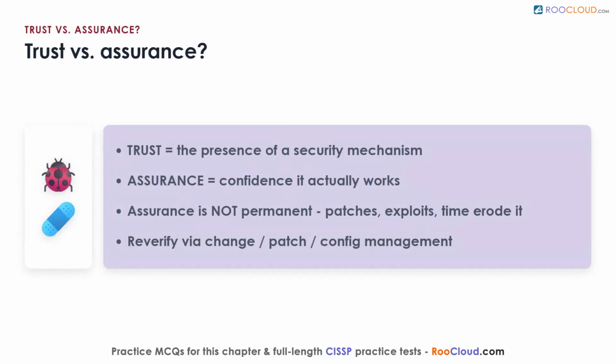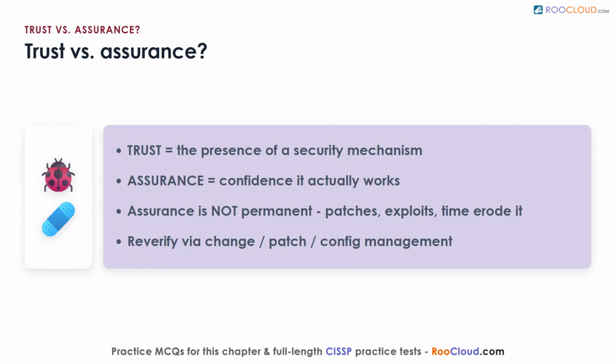What is the difference between trust and assurance? These two words sound alike, but mean very different things on the exam. Trust is the presence of a security mechanism. A trusted system has protection features that work together to handle sensitive data while staying stable and secure. Assurance is the level of confidence that those features actually deliver the security they promise.